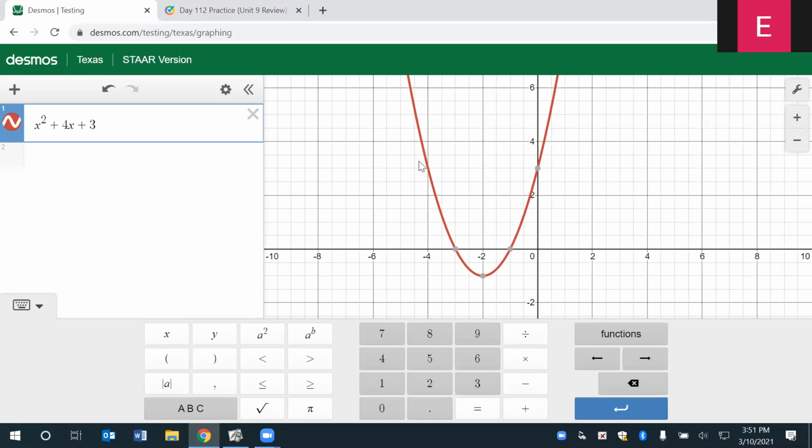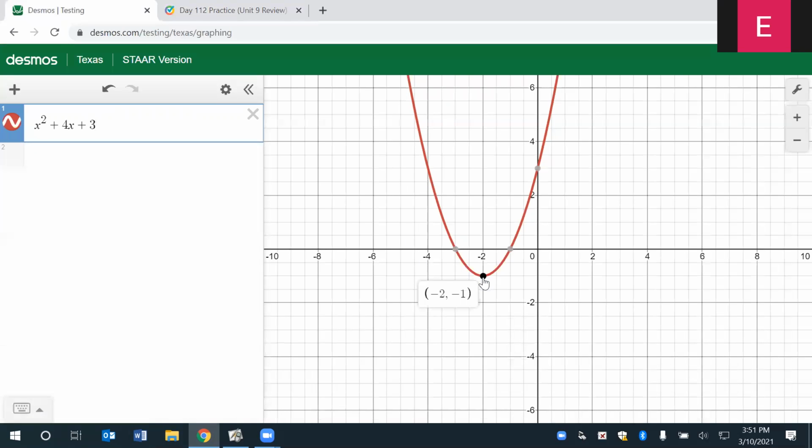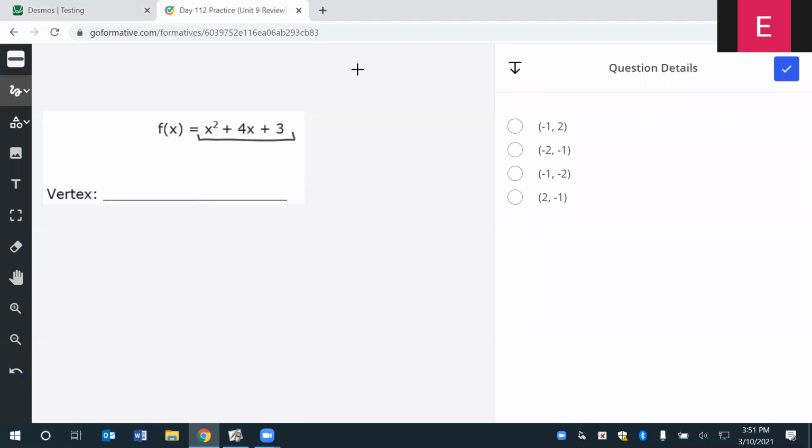The vertex is always either the highest point or the lowest point in your graph. My graph doesn't have a highest point, it has a lowest point. It's down here at the bottom, so I click on this point, and that's -2, -1. So my answer, -2, -1.